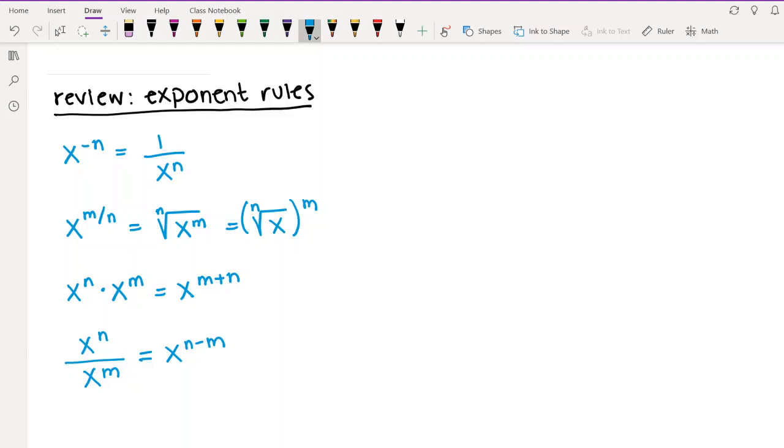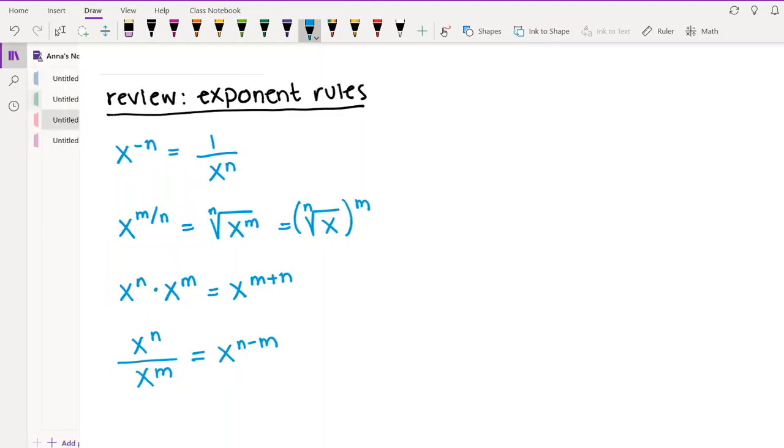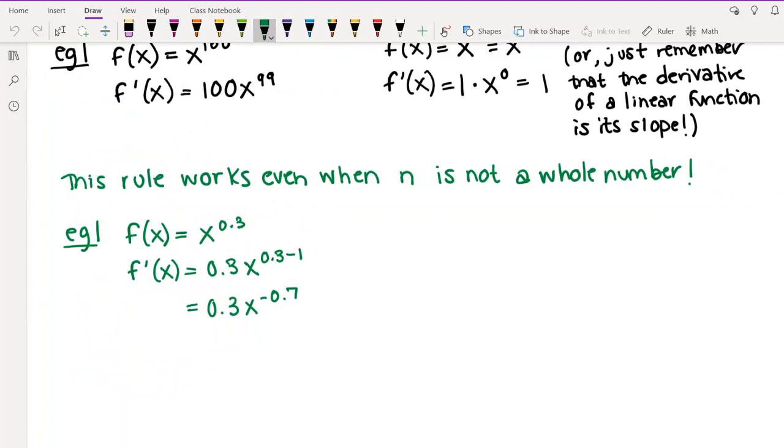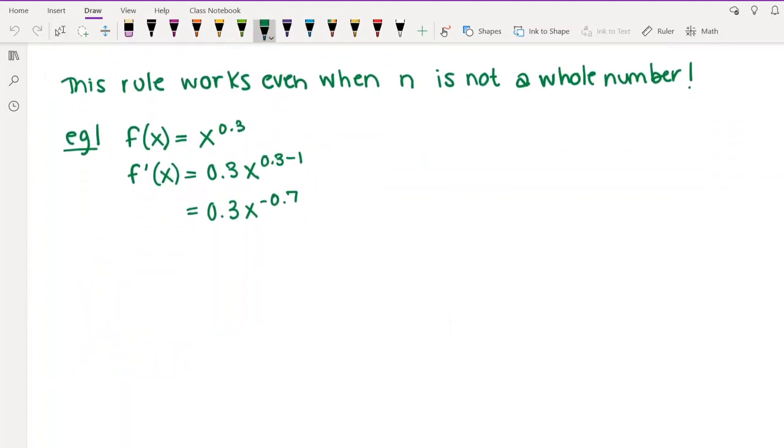That's not all the exponent rules that are out there, but I think those are the most important ones and the ones that are probably going to come up in today's video. Okay, so with that in mind, let's look at some more examples. Today's video, by the way, is just going to be a lot of examples. I don't know if that's a good thing or a bad thing for you, but just so you know.